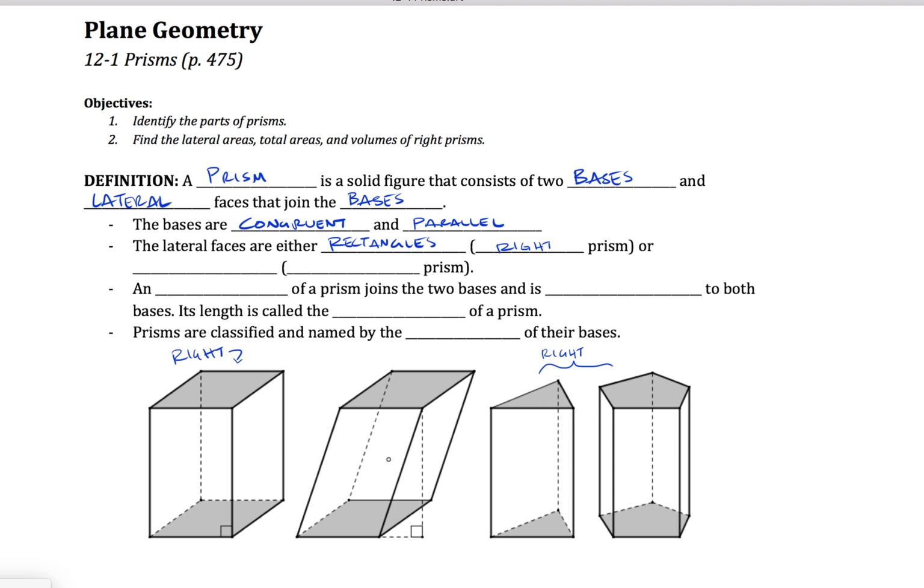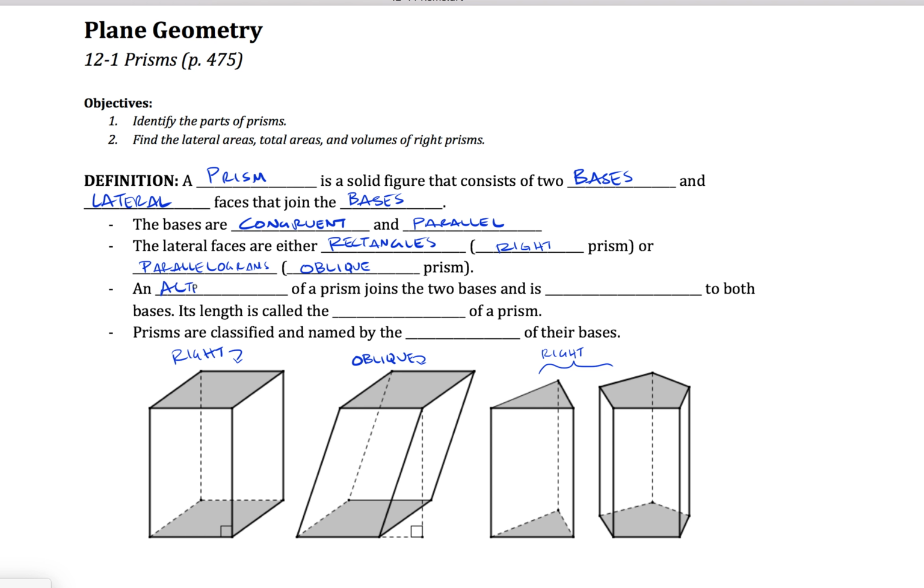Now this one here, the second one, you can see its lateral faces are not rectangles, they're actually parallelograms, right? That's a different kind of prism. It's called an oblique prism. So this one here is called an oblique prism. Now from this point forward in this class, we are only going to be considering right prisms. So everything we do from this point forward, we're limiting it to just right prisms. So just keep that in the back of your mind.